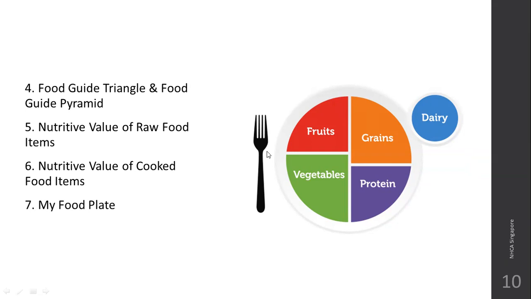And nutritive value of cooked food items. Page number 248 onwards. Table 22.13 A, table 22.13 B. Page number 248 onwards. This is cooked food.